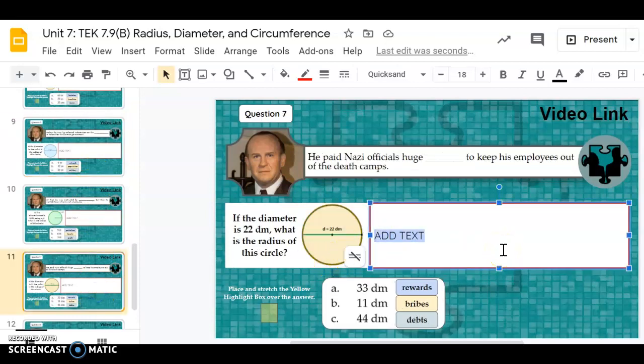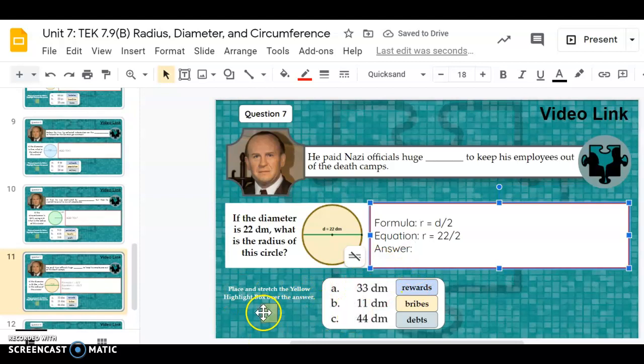What we're going to do is I'm going to give you the formula. The formula is we have the diameter, so we're looking for the radius equals d divided by 2. So you're going to plug it in and write your equation. Radius we don't know, but our d we do know. D is diameter, 22 divided by 2. Okay, so then you're going to get your answer.